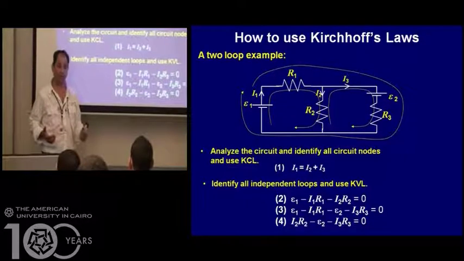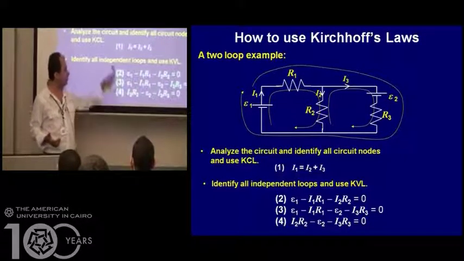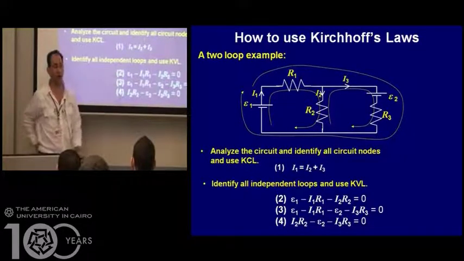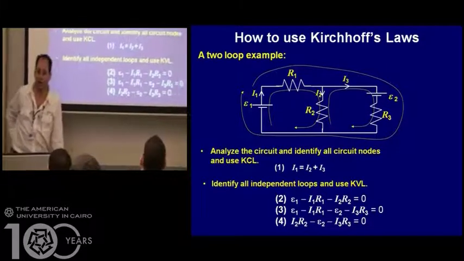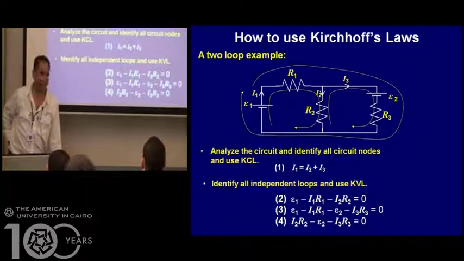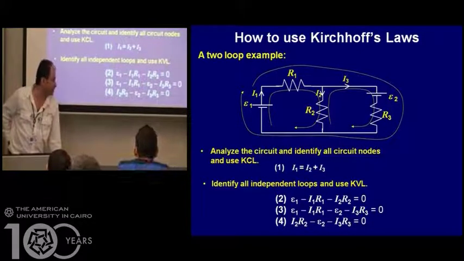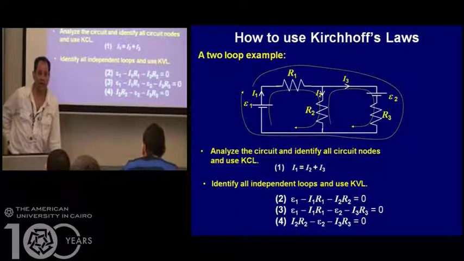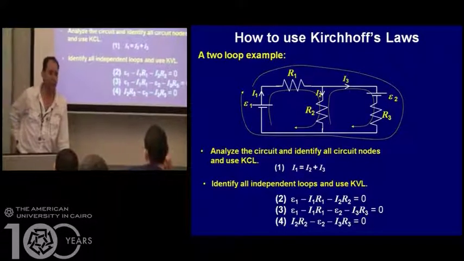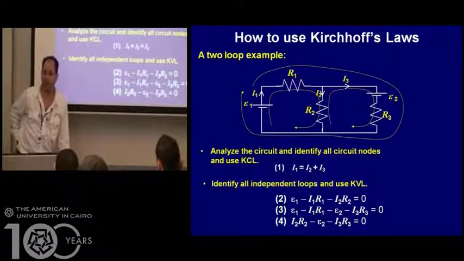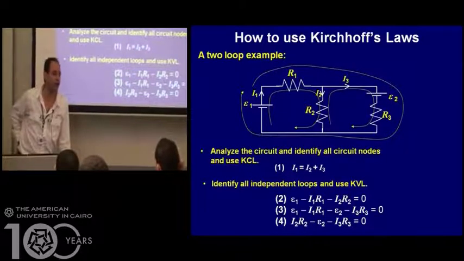But in the exam, if I ask you to find the value of I1, I2, and I3, and I give you that problem, if you give me the equations correctly, you get 8. If you solve the equations together and you get the correct values for I1, I2, and I3, you get 10.